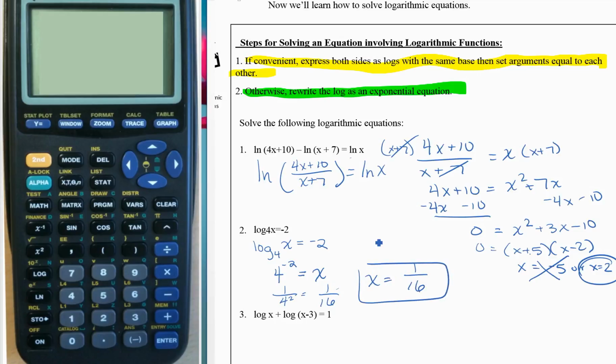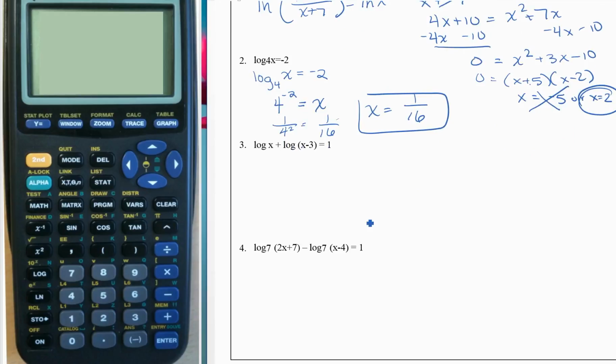Okay, number 3 here we have log of x plus log of x minus 3 equals 1. So the first thing I'm going to do is write it so that we just have one log. Here they're both log base 10, right, since it's just log. So since it's a plus in between, we can change it to one log, and we're going to multiply x and then x minus 3 equals 1. Now remember, this is log base 10, so when we rewrite it as an exponential equation, we're going to have 10 to the first power equals x times x minus 3.